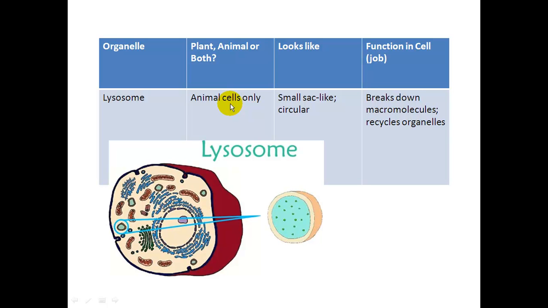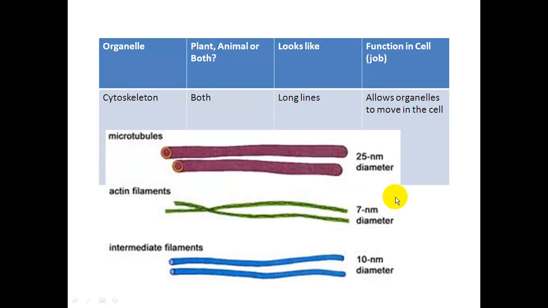So only animal cells for our purposes, for our book. That's what that book says. Small, sac-like, circular organelle breaks down macromolecules and recycles them.